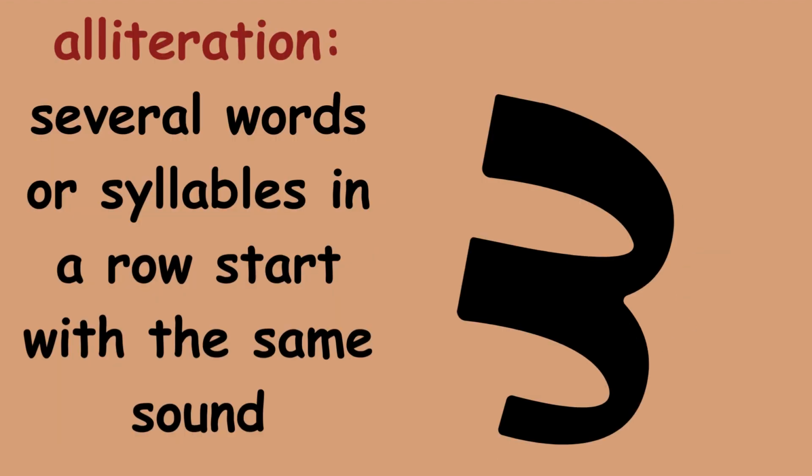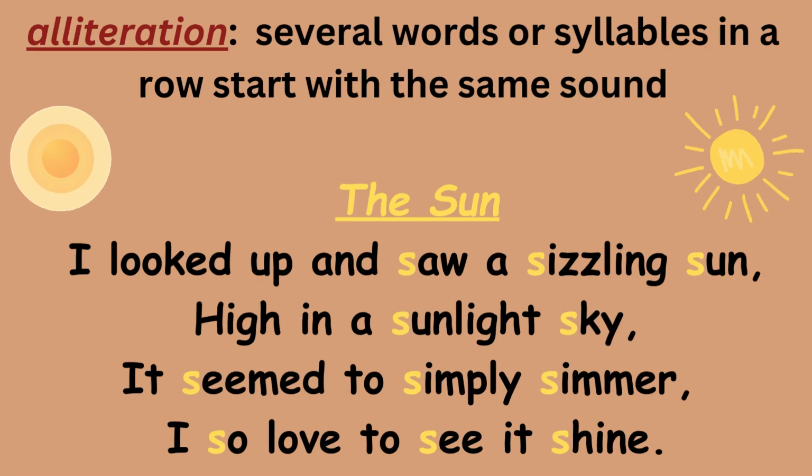Alliteration, several words or syllables in a row that start with the same sound. Alliteration, read the alliteration poem along with me. The sun. I looked up and saw a sizzling sun, high in the sunlit sky. It seemed to simply simmer. I so love to see it shine.